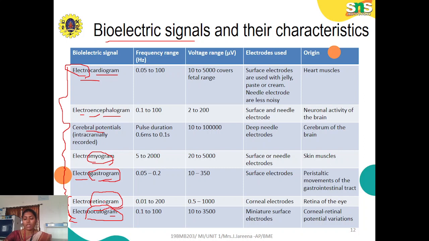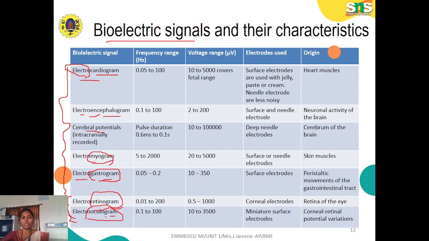So if you are recording the activity of the retina, then it is called electroretinogram. If you go for electrooculogram, it assesses the eyeball movement. From the cornea to the retina, the potential variation based on your eyeball movement lets you assess the eye. So this is electrooculogram. Whatever I say, electrocardiogram and electromyogram, when the word ends with gram, we are speaking about the output.